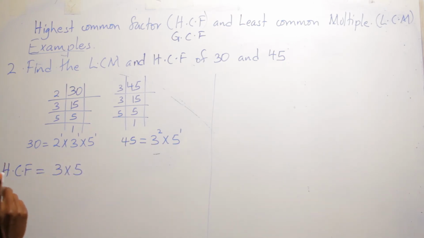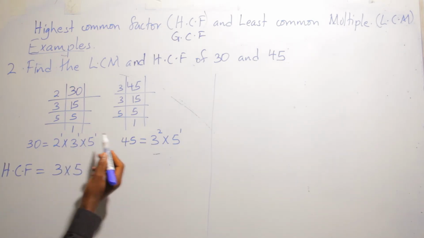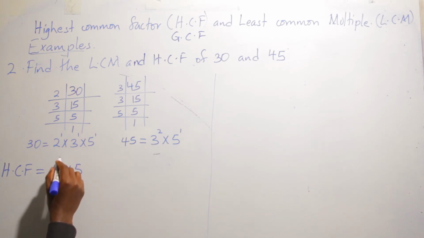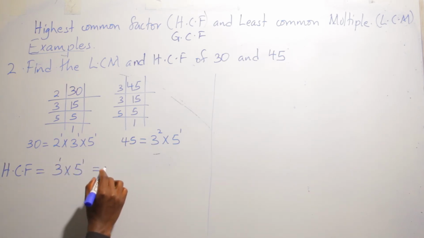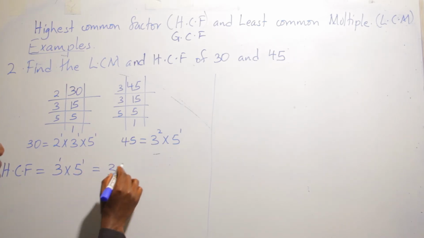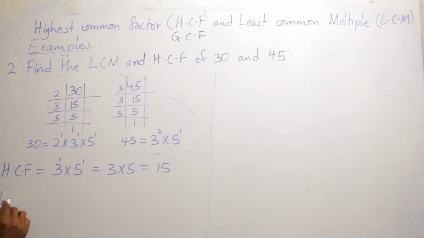Then we take the least powers. So 3 there has a power 1, but the 3 there has a power 2. I'm going to take that one with the least power, and also the 5 with the least power. Any number to power 1 is that very number. HCF is 15.